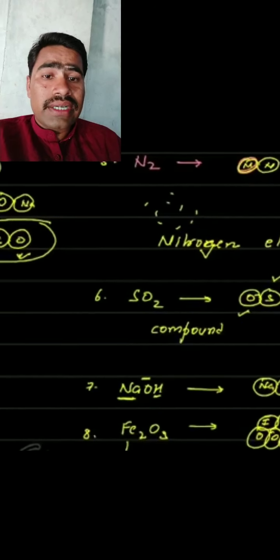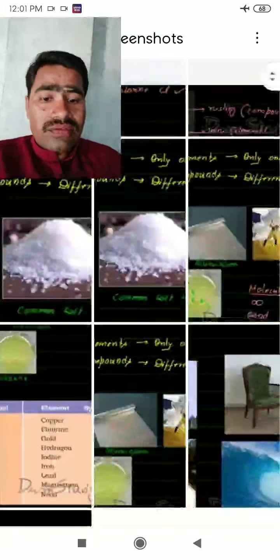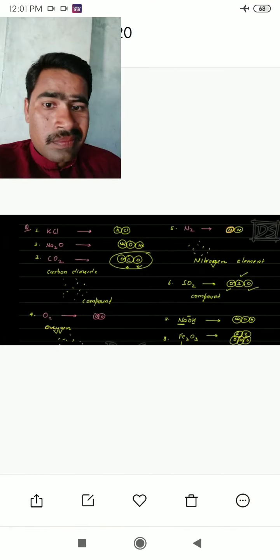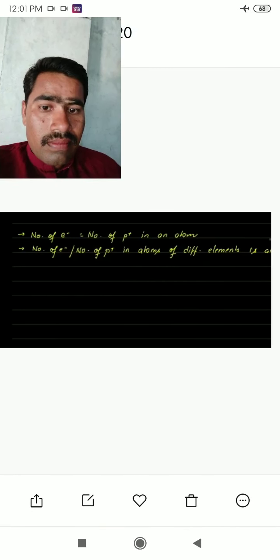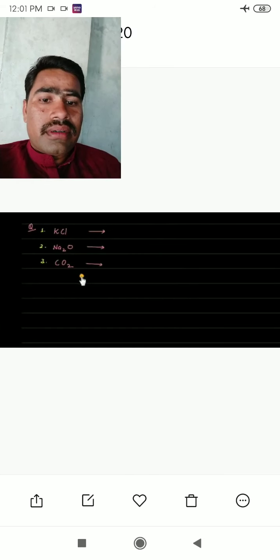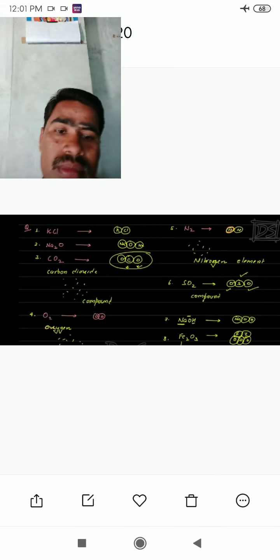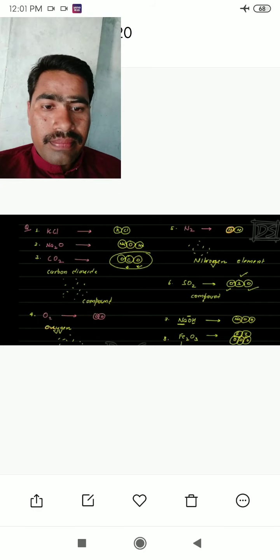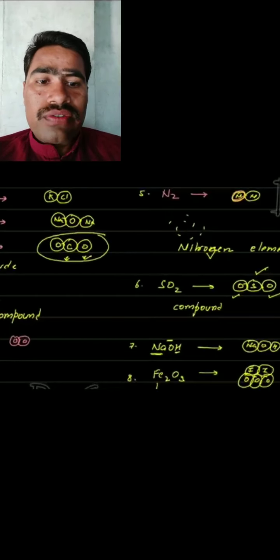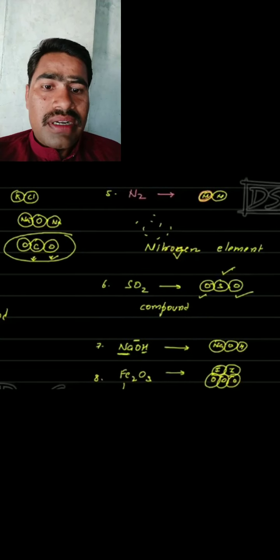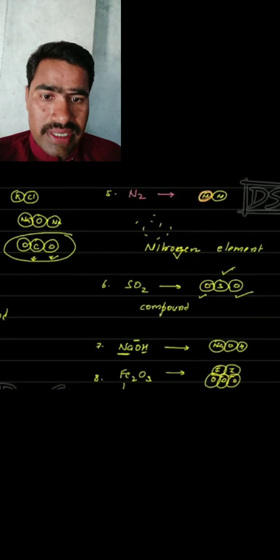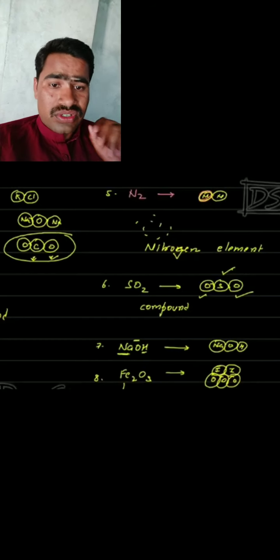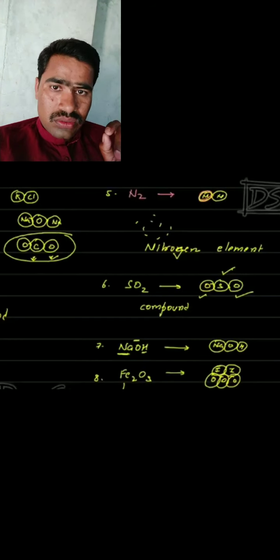Now if you see nitrogen, nitrogen is formed by combination of two atoms. Similarly sulfur dioxide is made up of one sulfur atom and two oxygen atoms. If you say NaOH, what's the name of NaOH?